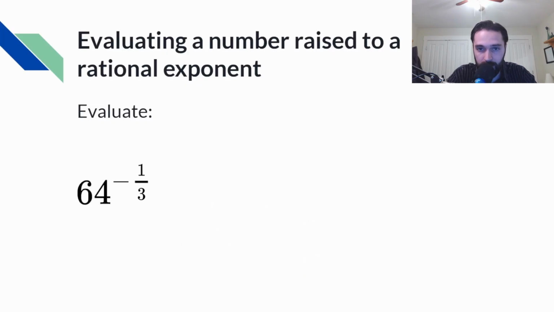Let's try one more. Here we have 64 to the negative 1/3 power. Remember from the exponent rules video that if I have a negative exponent, I can make it positive by bringing it to the other side of a fraction. So this 1/3 power is positive now because it's in the denominator. So I have 1 over 64 to the 1/3 power.